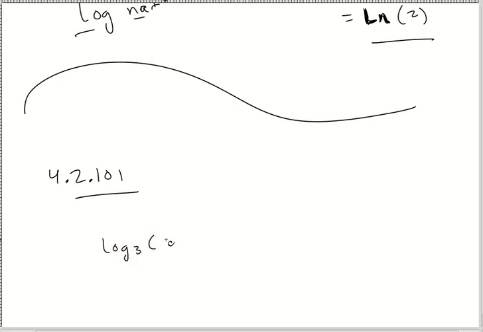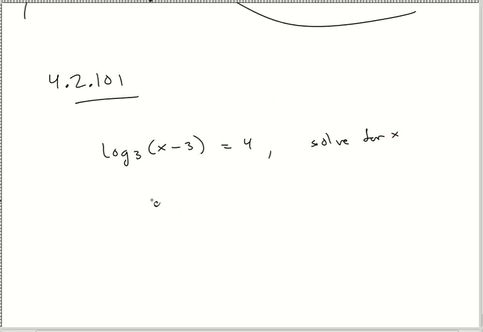Log base 3 of x minus 3 is equal to 4, and solve for x. Yeah, I don't know how to do that. It's a joke. So, okay. I got my base of 3, and then I'm going to set it up. Well, 3 had a friend here with x minus 3, but no longer. He's really far away now.